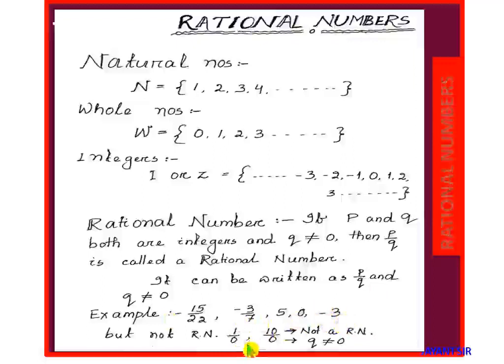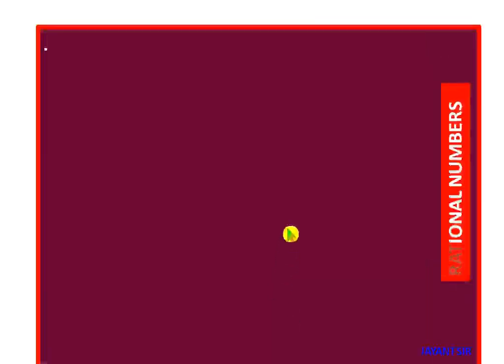But look at the one below, 1 by 0, where Q should be not equal to 0. Here Q is coming as 0, so it cannot be a rational number. 10 by 0 cannot be a rational number. It is not a rational number because Q is not equal to 0 according to the definition we have learned. So 1 by 0 and 10 by 0 are not rational numbers.